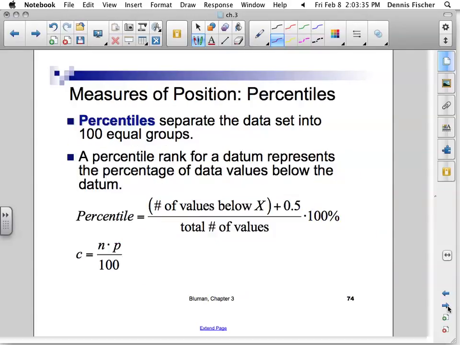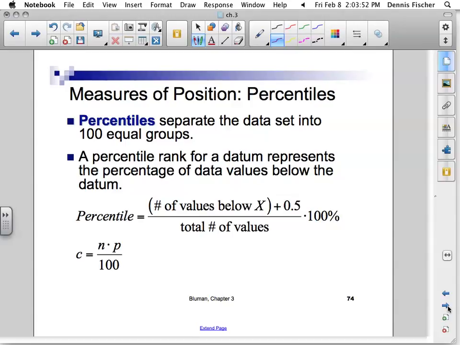Now percentiles, I don't use them a lot, but just to kind of know how to do percentiles. Percentiles separate the data into groups of 100 equal parts. You know, 100 percentile, 100%. A percentile rank of a datum, a data value, represents the percentage of data values below that datum value. This is going to get hard.